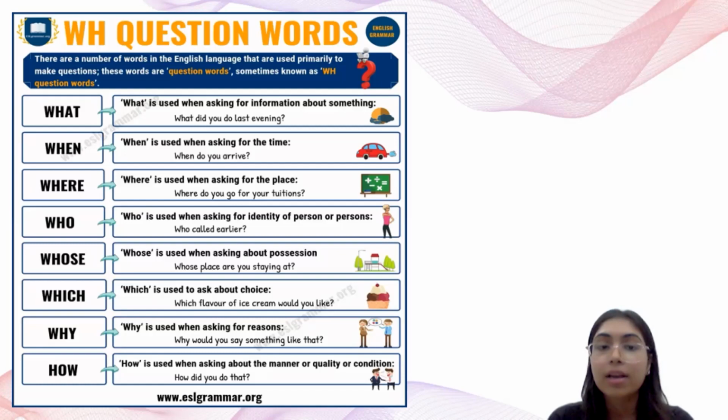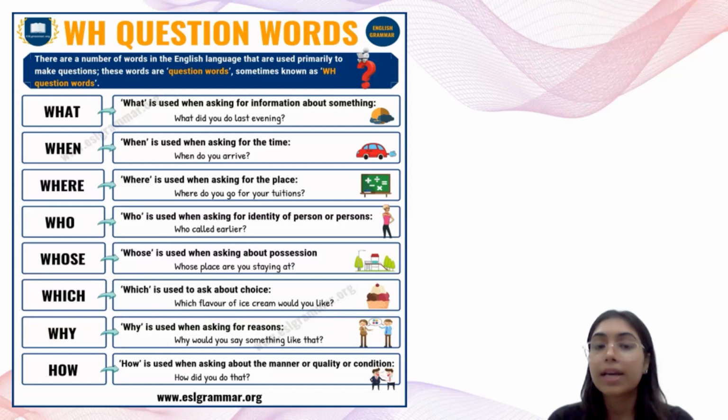Number 2, when. So when is when you appropriately want to know about a certain sort of time. Okay, when do you arrive, so you want the time zone of that particular time, so that is why when is used. Number 3, where.